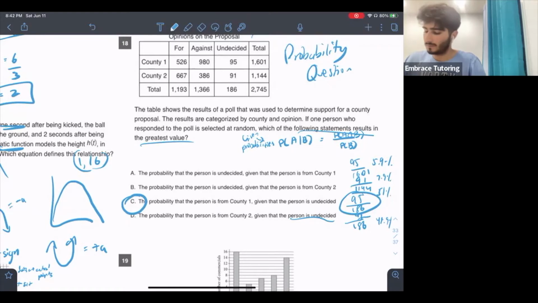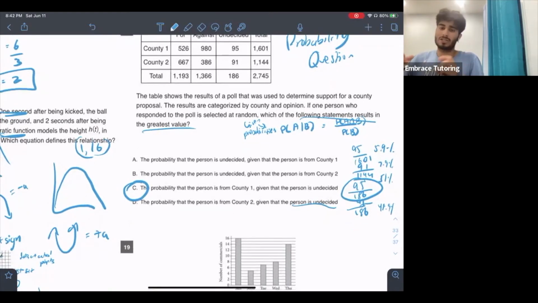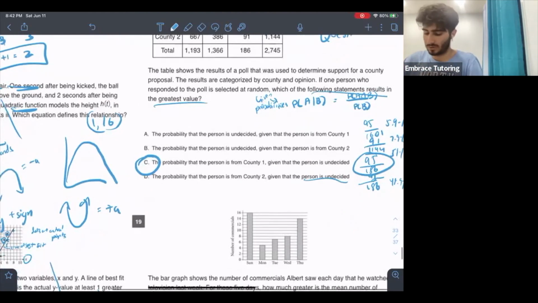So you just can't be confused by the probabilities. You just have to make sure that you understand what they're asking for and then rearrange it appropriately.